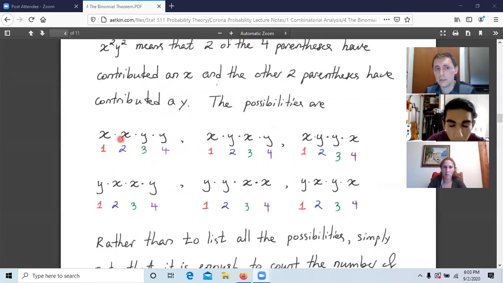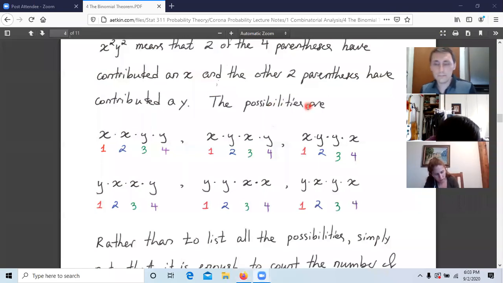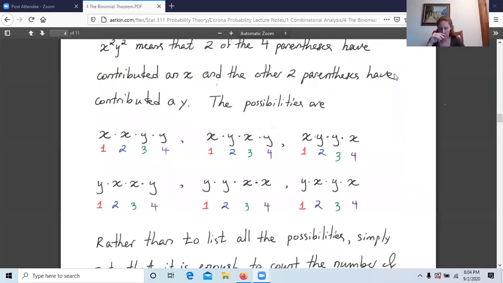Here I actually listed them out in case you are confused. You see that? So just to be sure, if I have two x's and two y's, it could be that the first and second parentheses contributed the x and the rest contributed the y, or maybe the first and third parentheses, or maybe the first and fourth parentheses contributed the x's. That's why you have all those possibilities. But once you simplify it, you do not see the difference between an x and a y.